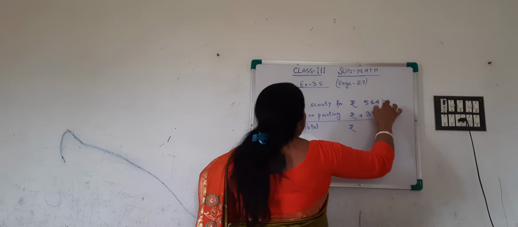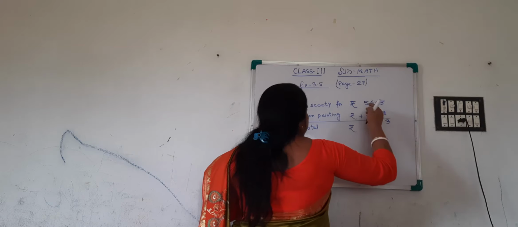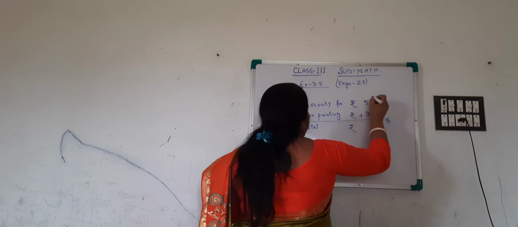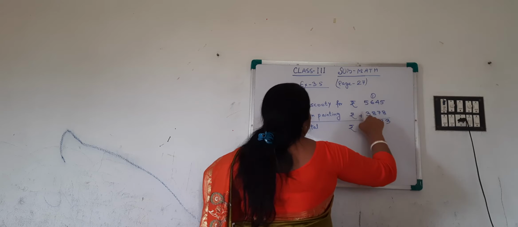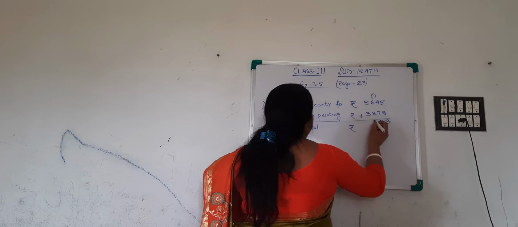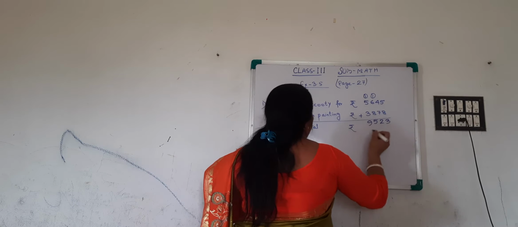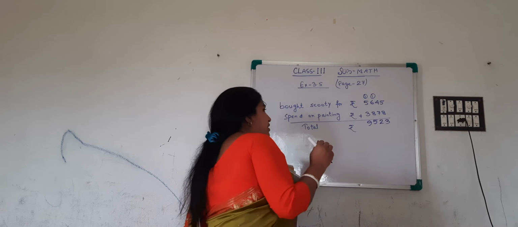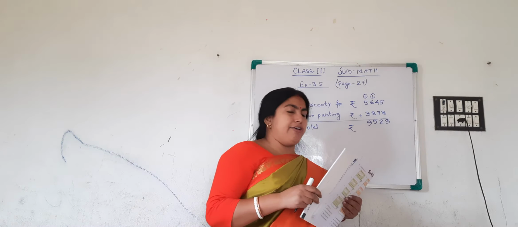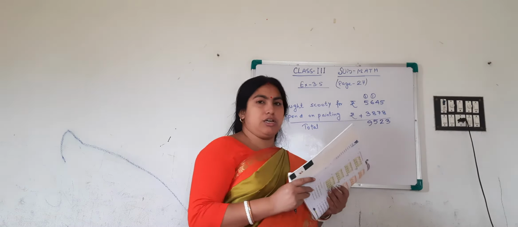So add the numbers. 8 plus 5, 13, 3. 7 plus 4, 11 plus 1, 12, 2, 1 carry. 8 plus 6, 14 plus 1, 15, again 1 carry, 5 plus 3, 8 plus 1, 9. So, he spent ₹9,525 in total. Okay?